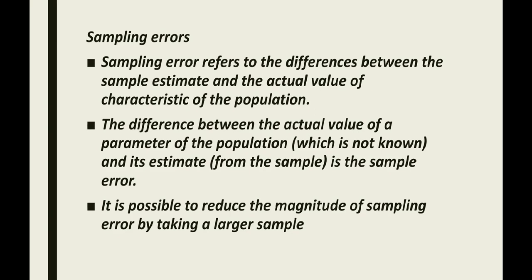Next, sampling and non-sampling errors. First, sampling error. Sampling error refers to the difference between the sample estimate and the actual value of characteristics of the population. The difference between the actual value of a parameter of the population and its estimate is sampling error. It is possible to reduce the magnitude of sampling error by taking a larger sample.